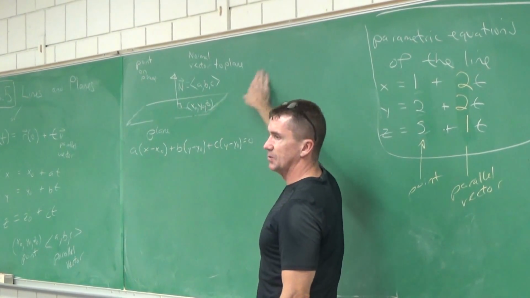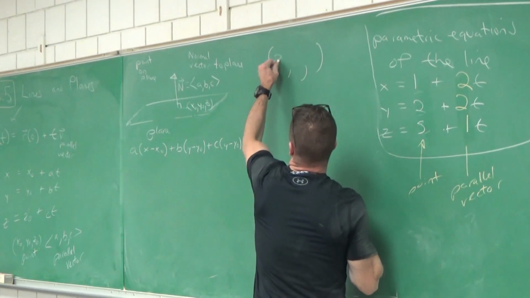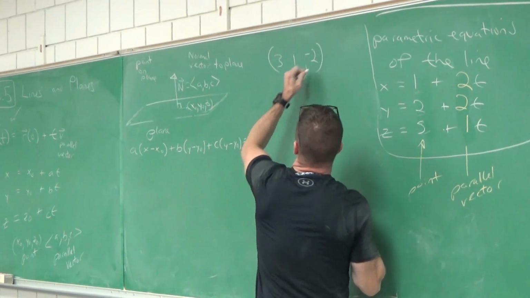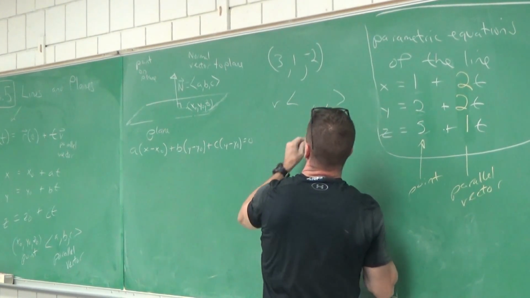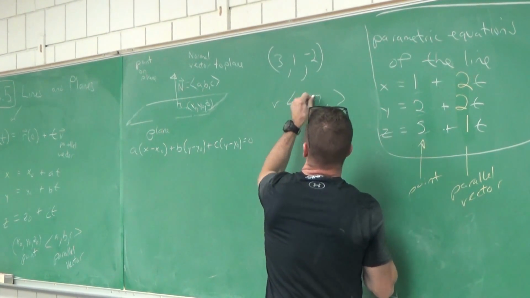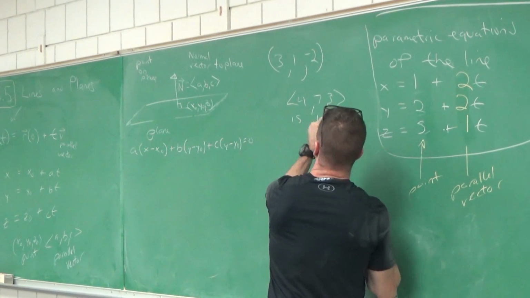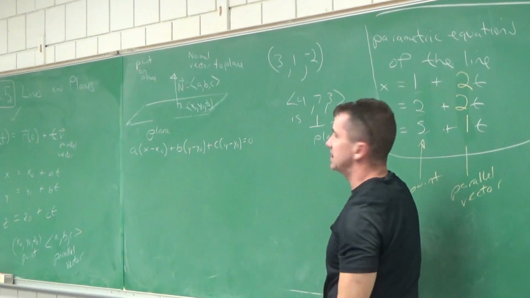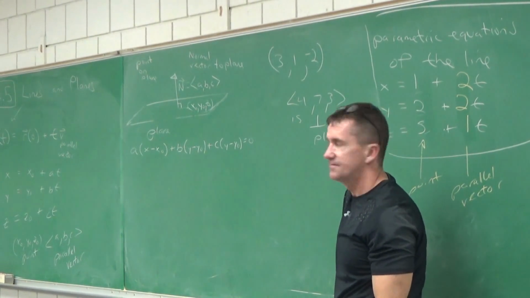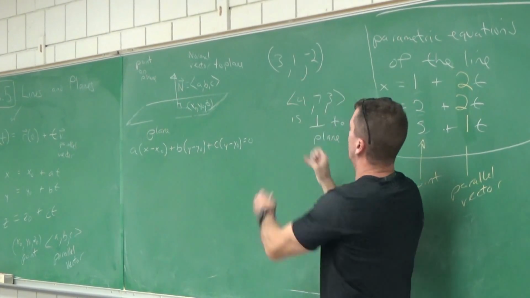Hey, let's do another simple one. Make up a point: 3, 1, -2. All right? Now make up a vector: 4, 7, 3. This vector is normal, perpendicular to the plane. Find the equation of the plane where that's the vector perpendicular to the plane, and that's the point on the plane.